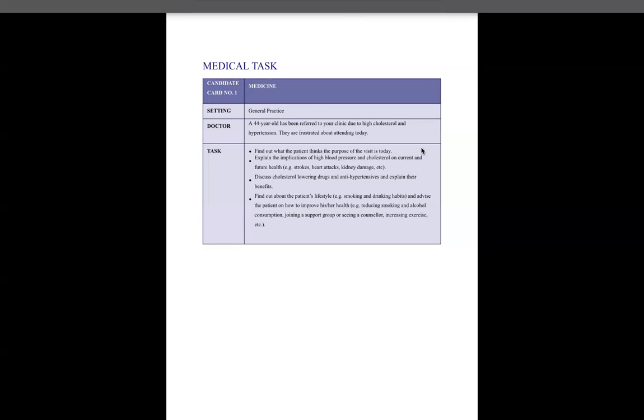And then find out about the patient's lifestyle. Here you see, you have to make the patient also talk. You can't be just blabbering and just explaining.